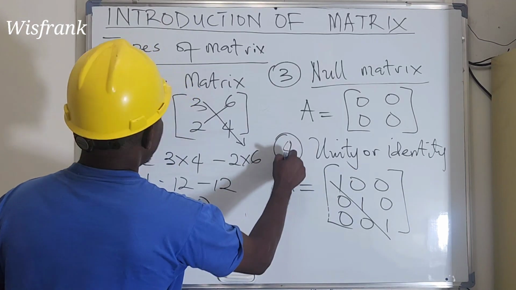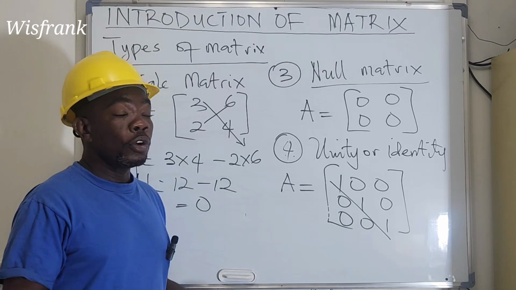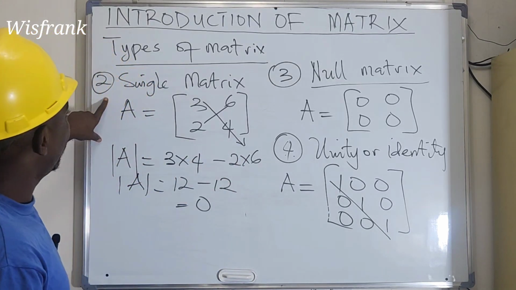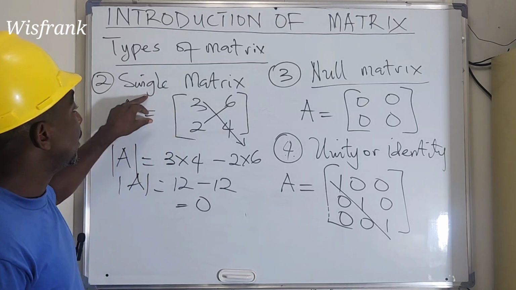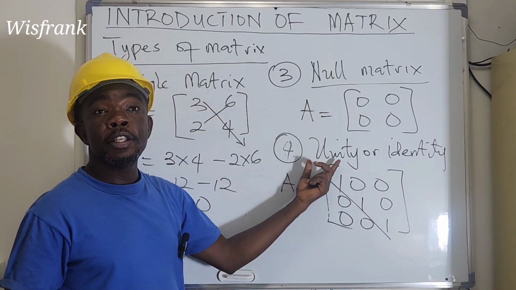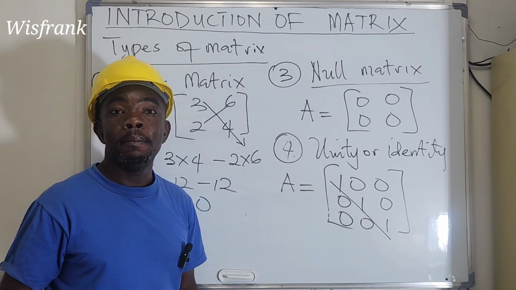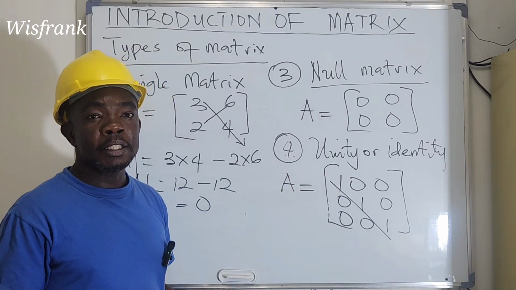These are the 4 types of matrix that we have in matrices. As we said before, the first one is the square matrix, the second one is the singular matrix, the third one is the null matrix, and the fourth one is the unity or identity matrix. These are the 4 types of matrix that we identify in this course.